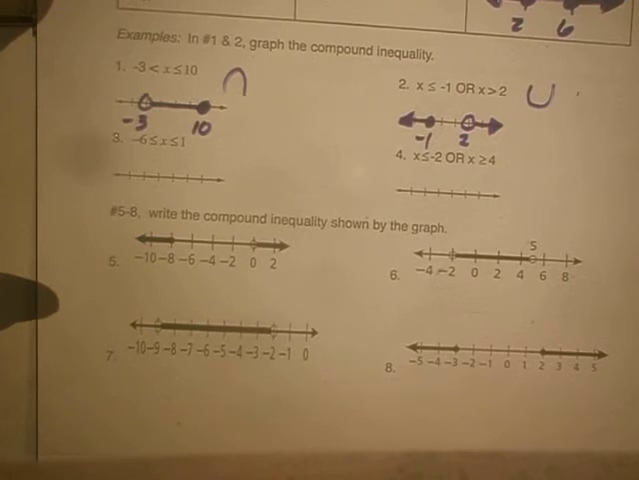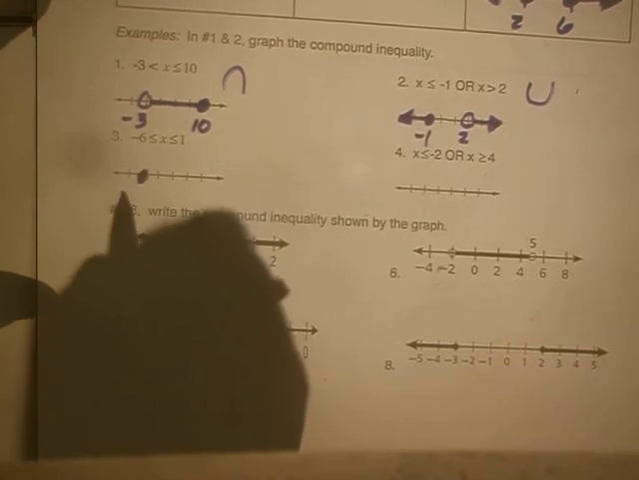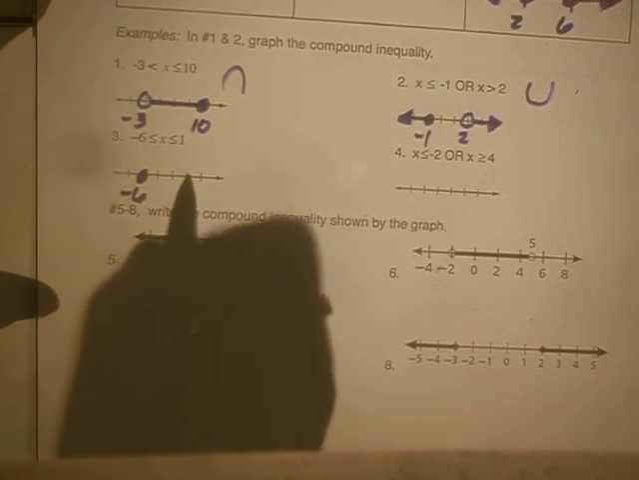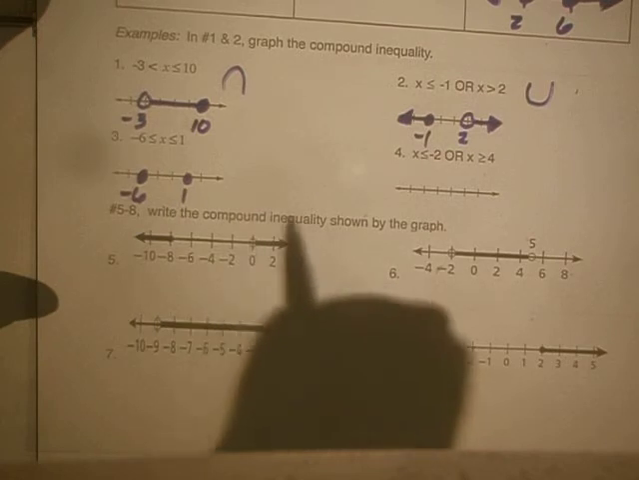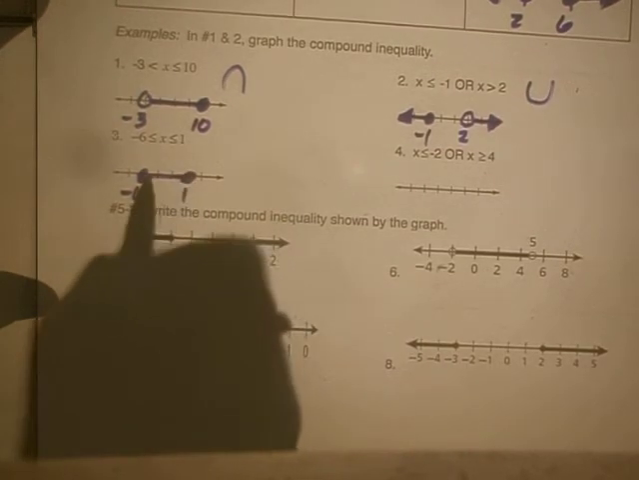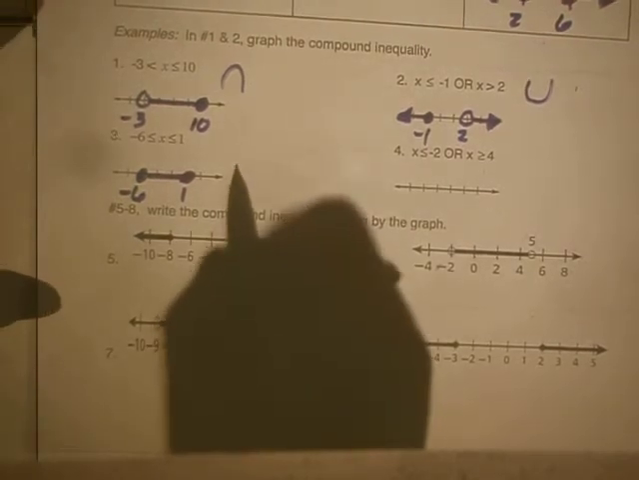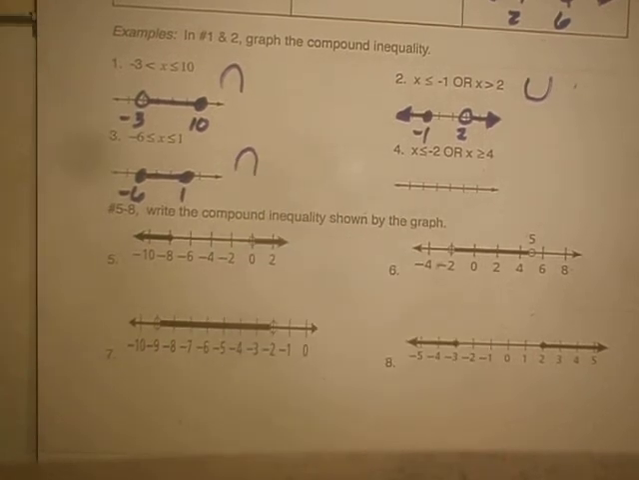Number 3, -6 is less than or equal to x is less than or equal to 1. We're going to have a closed circle on a -6. We're going to have a closed circle on a 1. And everything in between those two colored in. There's actually two graphs, and this is the overlap. So this is called the intersection.